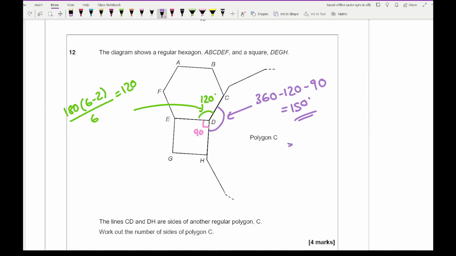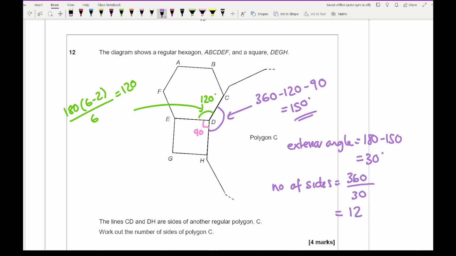So then to work out the exterior angle, that's going to be 180 minus 150, which is 30. So then to work out the number of sides, it's going to be 360 divided by 30, which gives me an answer of 12 sides.